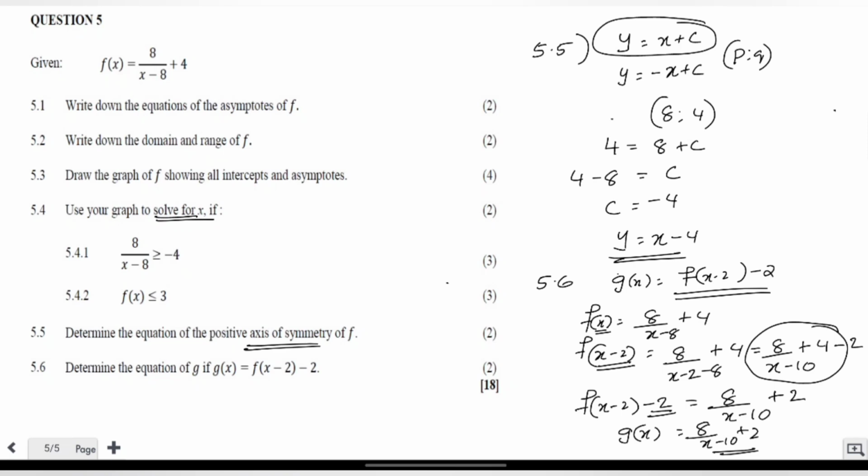So f of x is a given function. Write it, then replace x with x minus 2. Because when you go to f of x minus 2, what will happen? You change x to what you wrote there, x minus 2. So on the right hand side, wherever you see x, you have to write x minus 2. Like that. I hope it is clear. So we have done this question. Now we can move to question number 6.